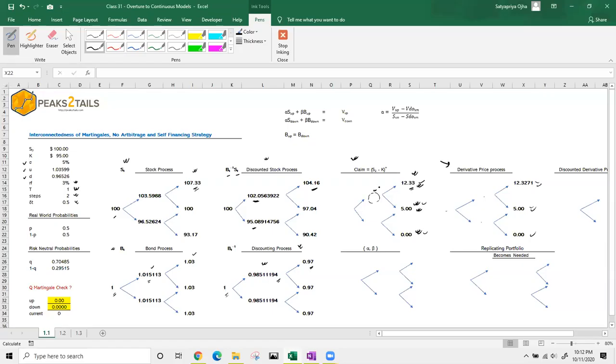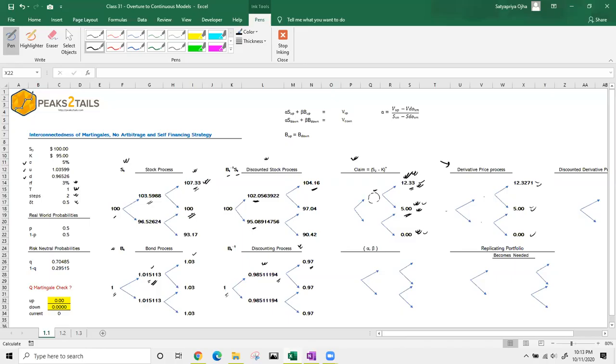So at this node, what is the stock price? 103.59. And the bond price is 1.0151. So alpha times 103.59 plus beta times 1.01, right? That's the portfolio. It will become 12.33 if the stock price moves up, or will become 5 if the stock price moves down. Clear? So in both states, whether the stock price goes up or goes down, my portfolio will exactly match the derivative price.